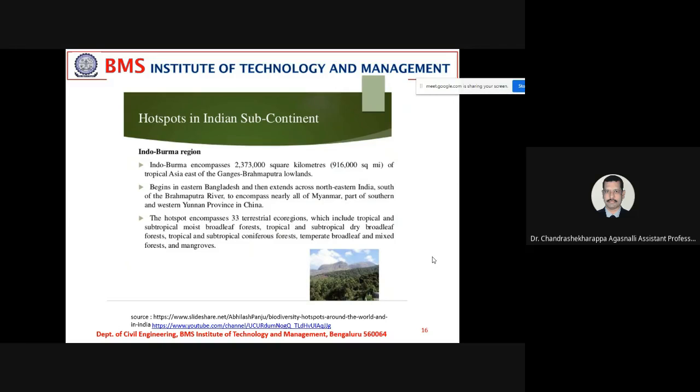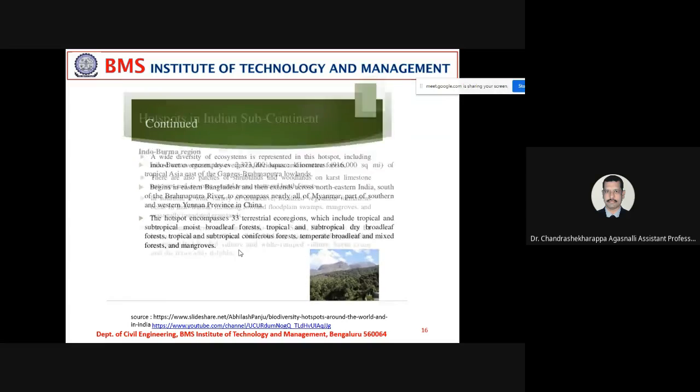So in Indo-Burma, there are some 23 lakh 73,000 square kilometers of area, tropical Asia, the Ganga and Brahmaputra lowland areas. And in these regions, eastern Bangladesh extends to northeastern India and south of the Brahmaputra river. So these are all very good parts of the hotspot of the Indian subcontinent. That hotspot encompasses 33 terrestrial ecoregions, which include tropical and subtropical moist broadleaf forest, tropical and subtropical broadleaf forest, and also temperate broadleaf mixed with mangroves. There are trees out there, right?